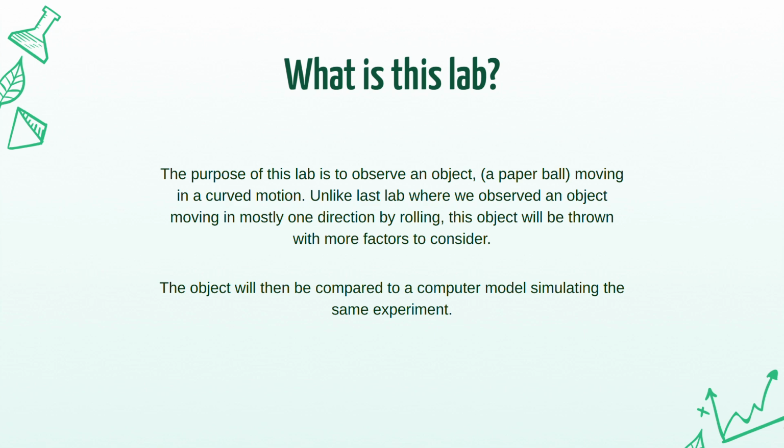The purpose of this lab is to observe an object, a paper ball in this case, moving in a curved motion. Unlike the last lab, where we observed an object moving in mostly one direction by rolling, this object will be thrown, with more factors to consider. The object would then be compared to a computer model simulating the exact same experiment.